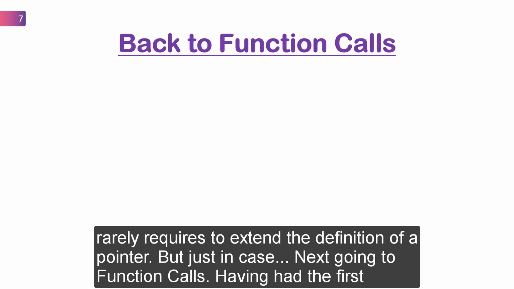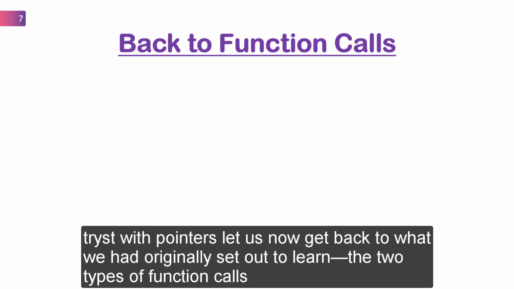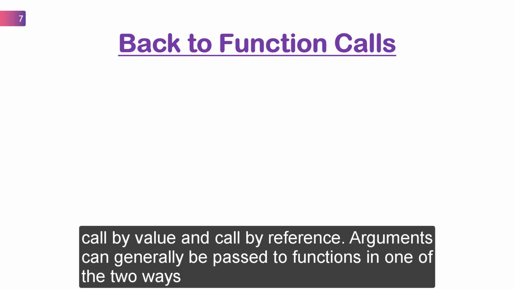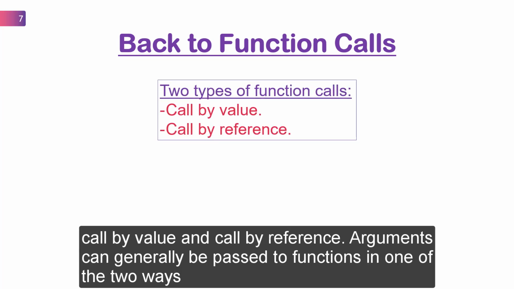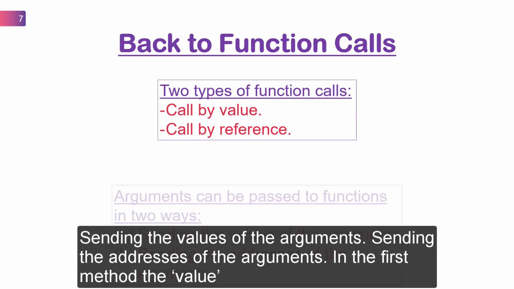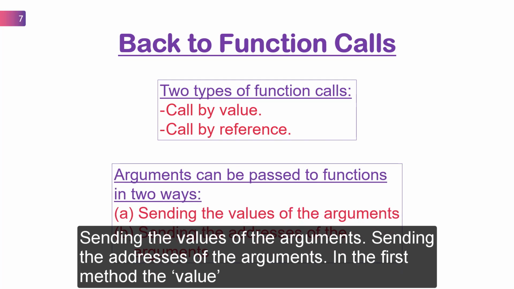Next, let us go into function calls. Having had the first tryst with pointers, let us now get back to what we had originally set out to learn: the two types of function calls, call by value and call by reference. Arguments can generally be passed to functions in one of two ways: sending the values of the arguments, or sending the addresses of the arguments.